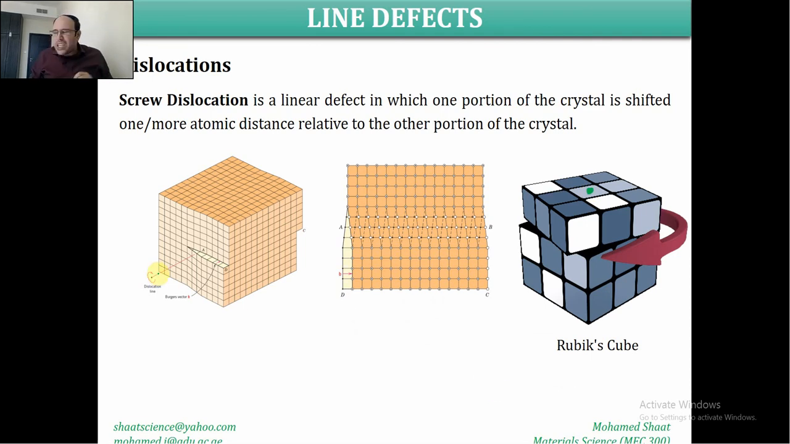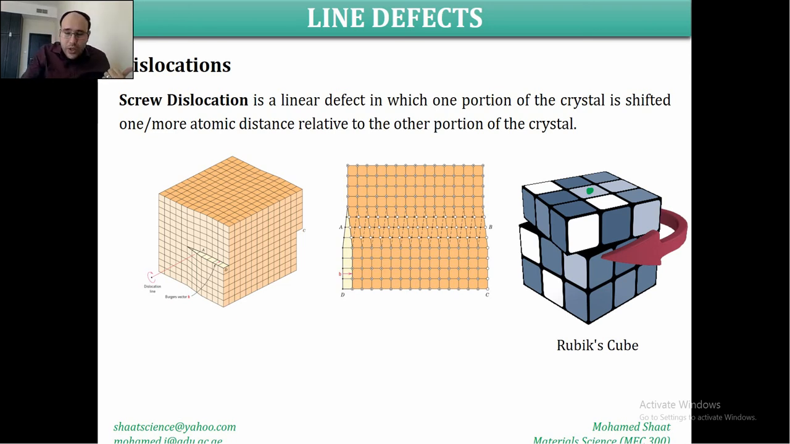But the screw dislocation is a little bit different. It is a similar concept but a different thing. Why? Because in the screw dislocation, we're just shifting one part with respect to the other part. But there is no complete rotation between one part and the other part. It's just shifting one lattice, two lattice, and so on.